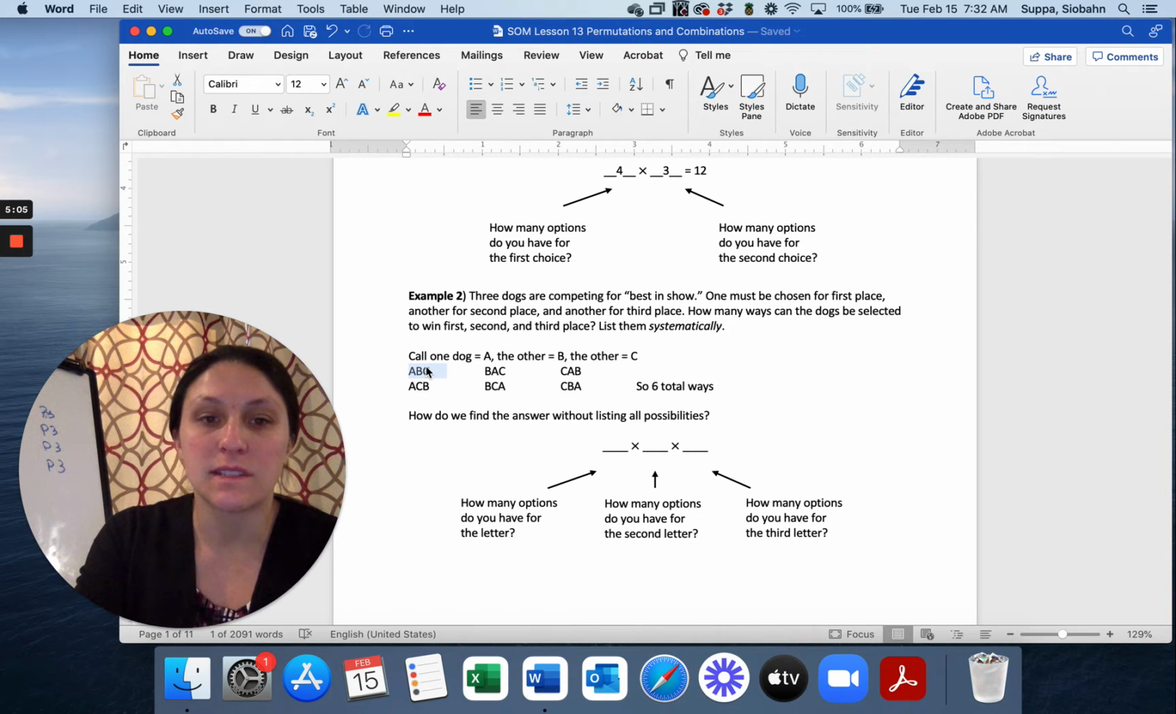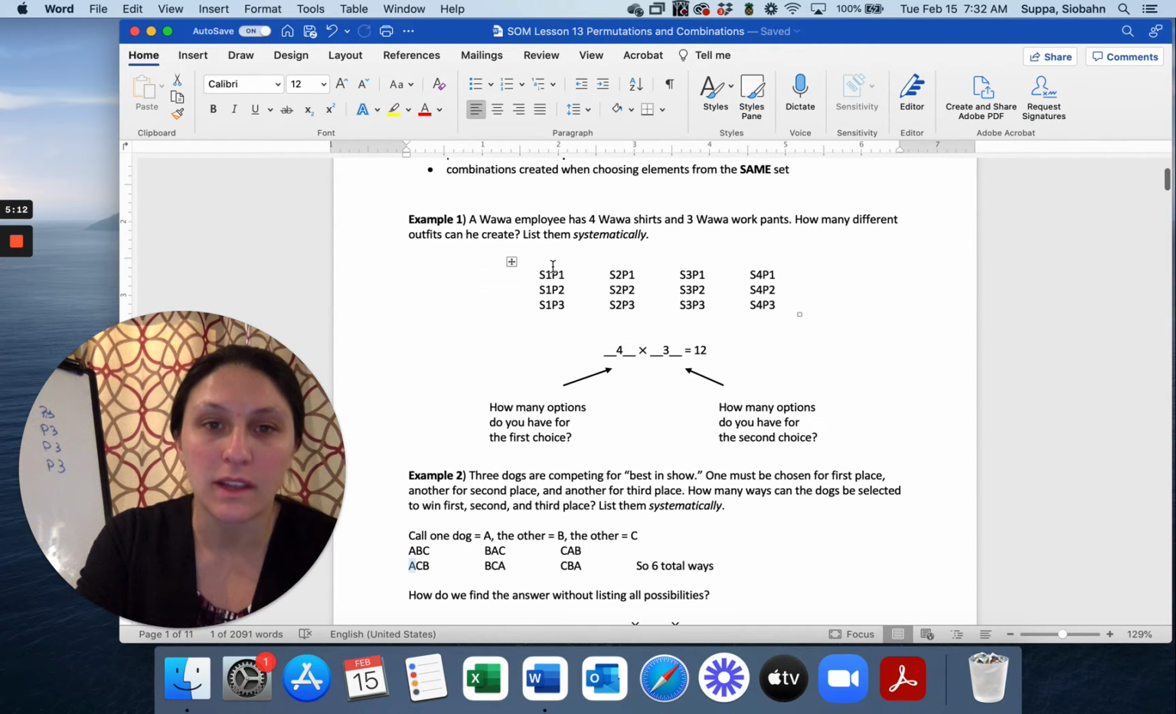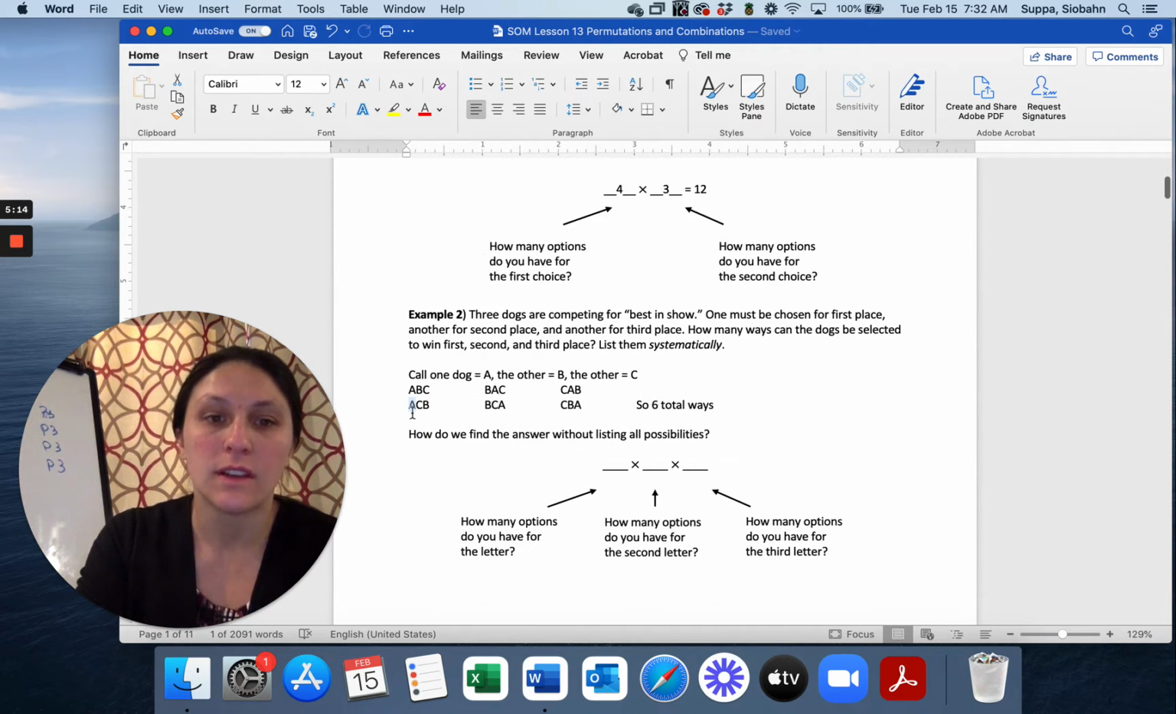If I'm going to list them systematically, the next outcome should still start with A, so that I get all my A's first. The same way up here, I got all my first ones first. So there's all the A's, then I listed all the B's, and then I listed all the C's. And I know that I'm done because I went through all 3 dogs, A, B, and C, and I just switched these 2 letters here, so then there's nothing else to switch. There's not a 4th letter. If there were 4, this would be a much harder problem because there would be a lot more in this list. So there are 6 total outcomes here for how these 3 dogs could win.